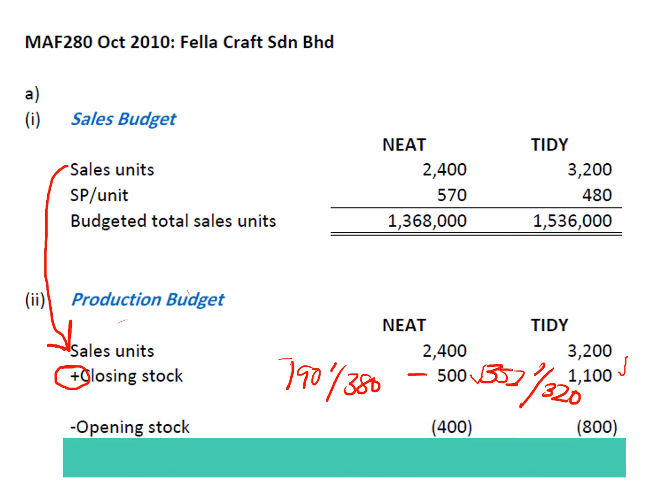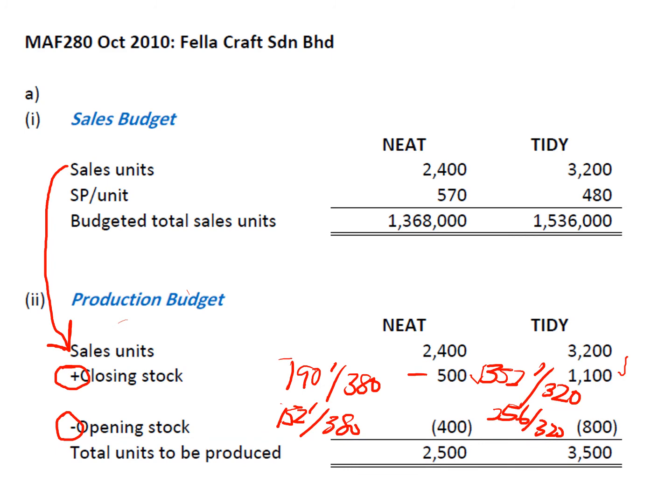Next, you akan tolak dengan opening stock. So, here. So, akan tolak dengan 400. So, yang ni guna cara yang sama. Cuma value yang kat sini ambil 152 bahagi dengan 380. This one akan ambil 256 bahagi dengan 320. Okay.